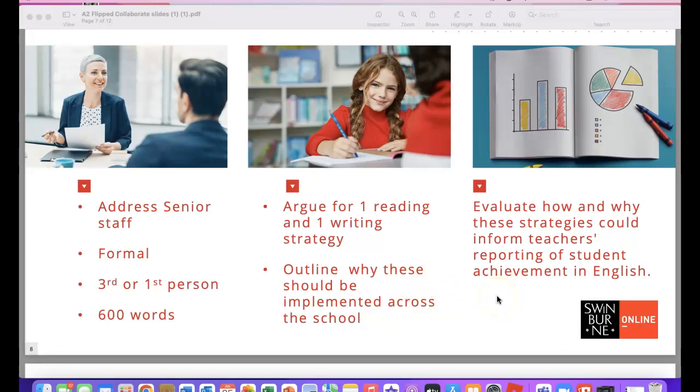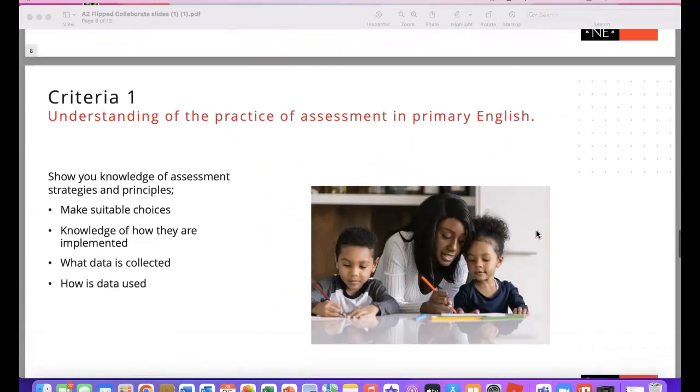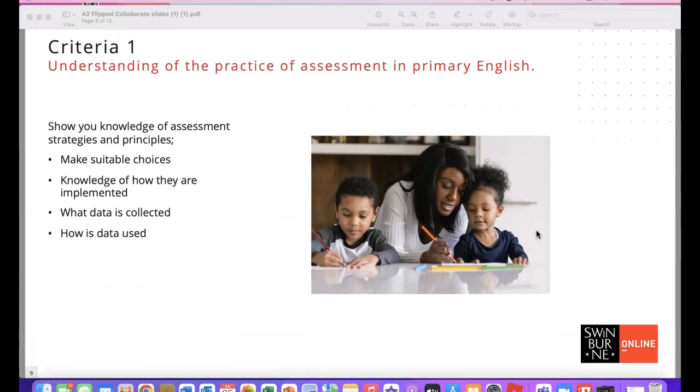So choose one reading, choose one writing from your table that you're going to then expand on, and you're going to evaluate how and why these strategies could inform teachers' reporting of student achievement in English. Let's look at that in a little bit more detail.